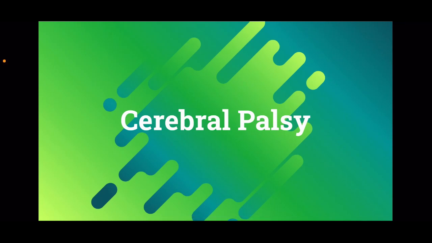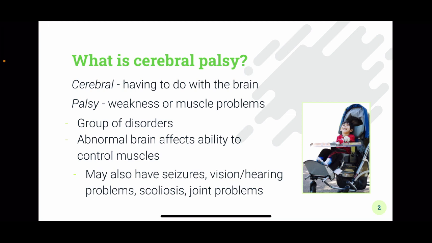Cerebral palsy. So what is cerebral palsy? Well, the word cerebral means having to do with the brain, and palsy means weakness or muscle problems. CP is a group of disorders in which an abnormal brain affects the ability to control muscles. And if you have CP, you may also have seizures, vision, hearing problems, scoliosis, and joint problems.